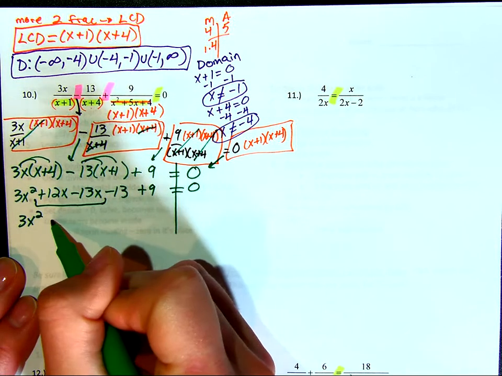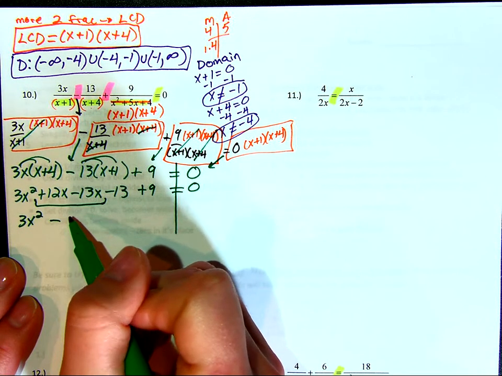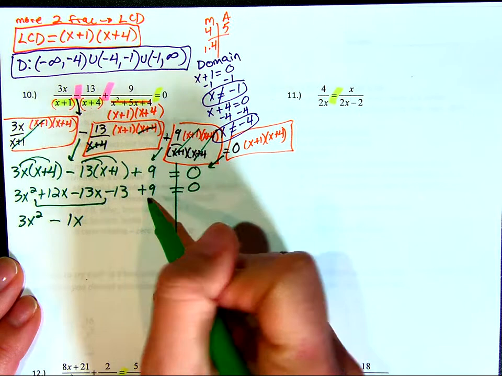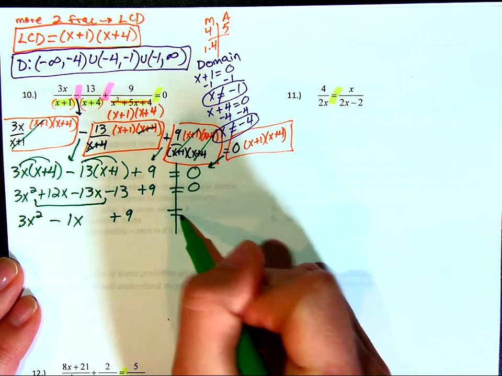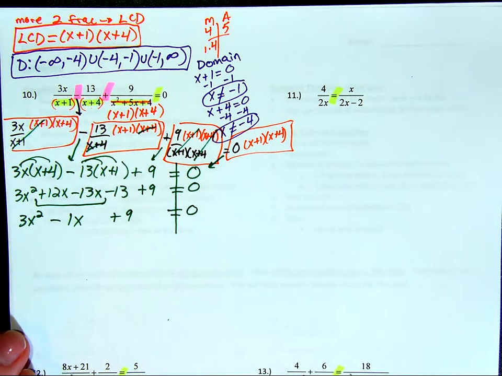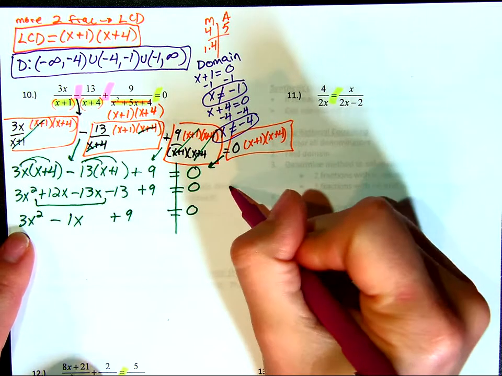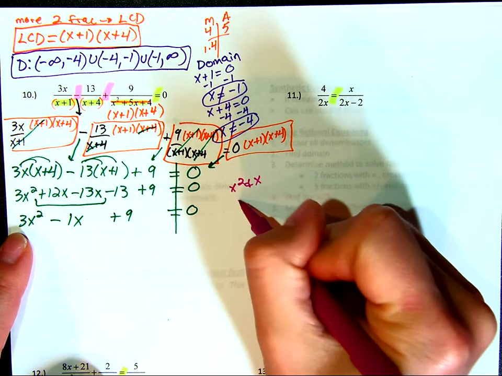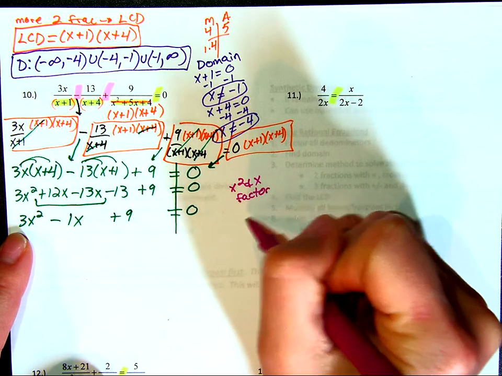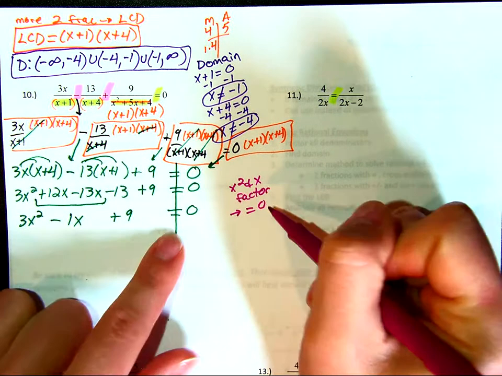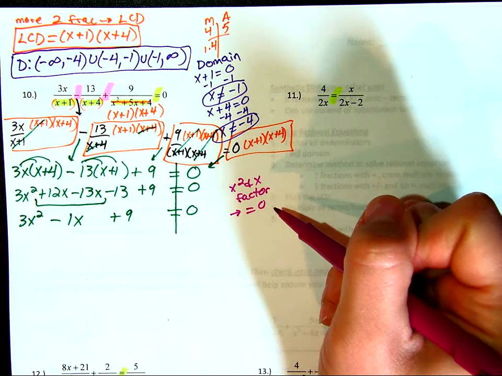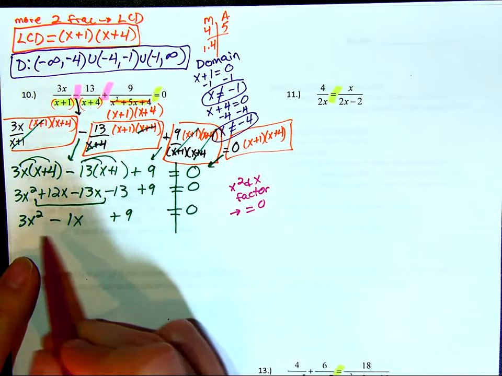12x minus 13x gives us a minus 1x. Bring down our plus 9 equals 0. Now recognize at this point, since we have an x squared and an x, that means we have to factor, right? Which means it needs to equal 0, which it already does. So now we need to factor this. So we should look for a GCF first.